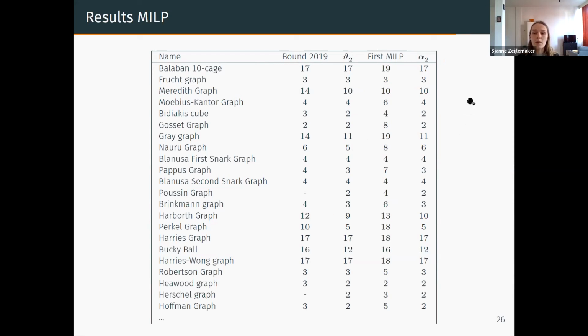For the sake of time, I'm not discussing this here, but in our paper, we actually have a second mixed integer program, which is actually much better than this. So if you're interested, you can also see how that compares to this 2019 bound.